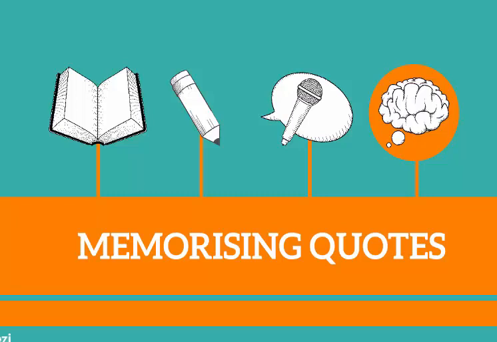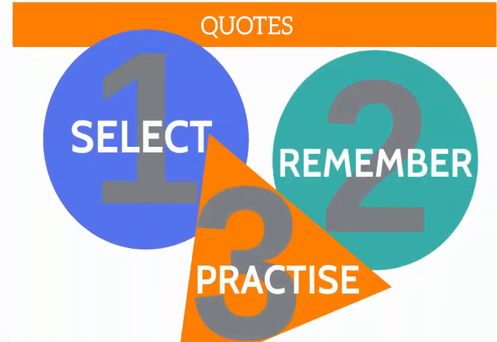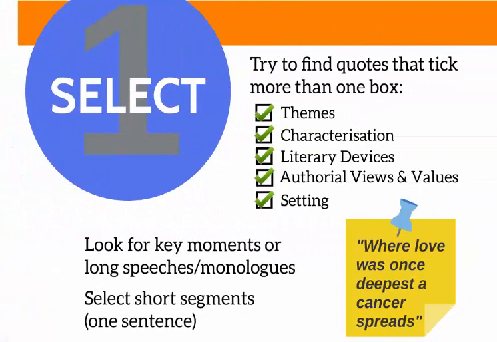Today I'm going to talk about using quotes for English essays: how to select them, how to memorize them, and how to practice using them. When you're selecting quotes, try to find quotes that tick more than one box. So you want quotes that address things like themes, characters, important literary devices. It could be about an author's views and values about something, or it could be a quote that sums up the setting. If you can find a quote that does more than one of these things, then that's one that you want to put into your quote list for later use.